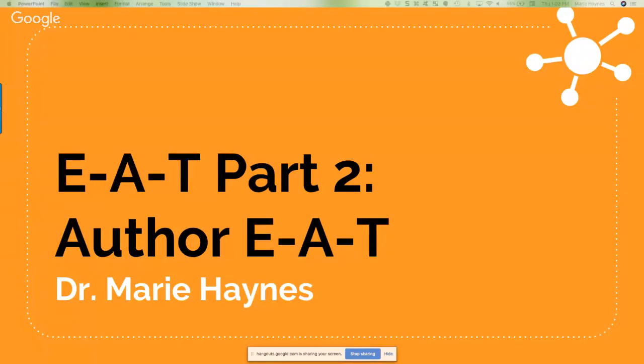So most of you have probably heard about EAT and what EAT is. It stands for expertise, authoritativeness, and trustworthiness. And when we first started talking about EAT, it was over 2 years ago now. February of 2017 is when I firmly believe that this was really strongly added to Google's algorithms. And we'll talk about that during this presentation.